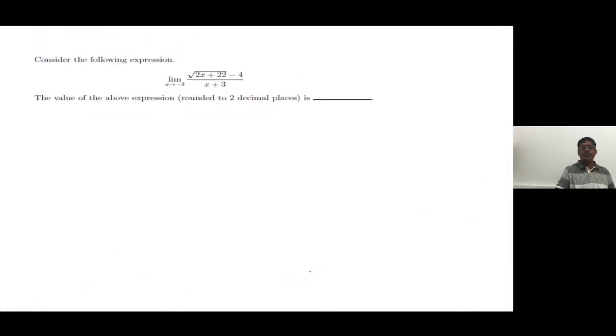The next question. This is a calculus limits topic, differential and integral calculus. The question is, consider the following expression. Limit x tends to minus 3, (square root of 2x plus 22 minus 4) divided by (x plus 3). The value of the above expression rounded to 2 decimal places is. Numerical question, solution. Limit x tends to minus 3, (square root of 2x plus 22 minus 4) divided by (x plus 3).